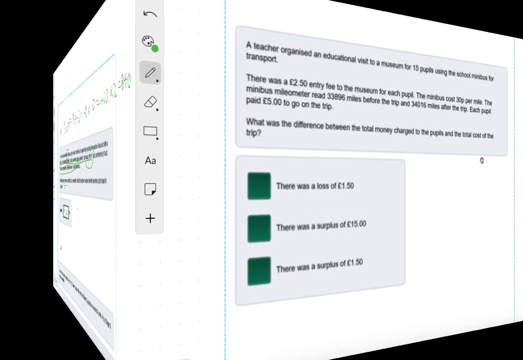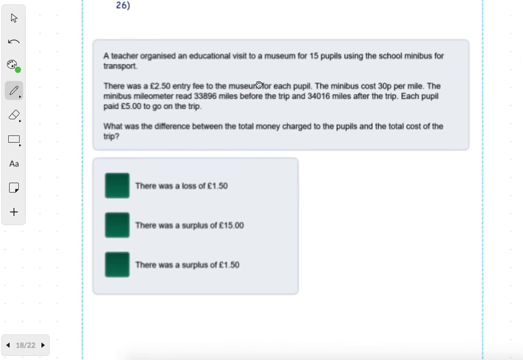Okay, so moving on to question 26, we're very nearly finished now. This particular question is fairly straightforward, to be honest. What's the common mistakes here? I think I ought to just point out, and it's probably obvious to most of you, but you just need to subtract these two numbers to find out how many miles the minibus or whatever vehicle they're using has done.